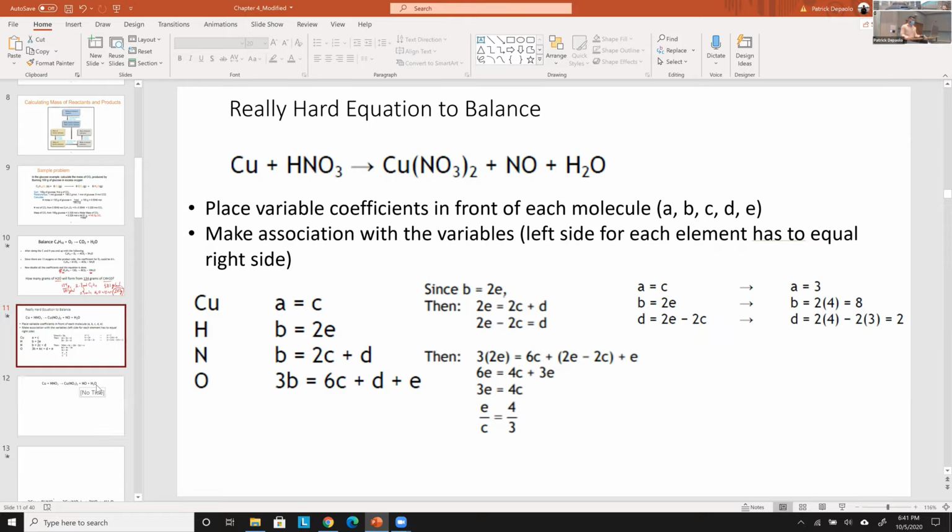Copper, there's one of them here. There's one of them on the right. We're good. Hydrogen, there's one of them here. There's two of them here. All right, fine. Nitrogen, there's one of them here. There's 3, 4. Okay, if I change this to a 4, then we need to change this to a 2 because our hydrogen's doubled. And then what happens?